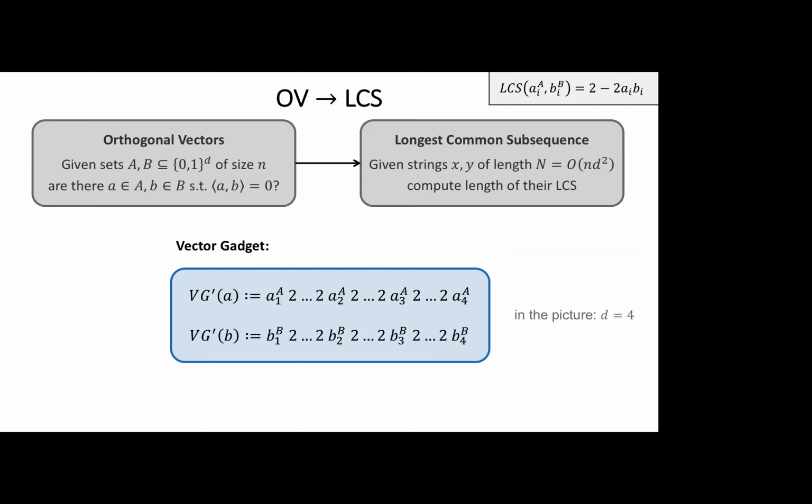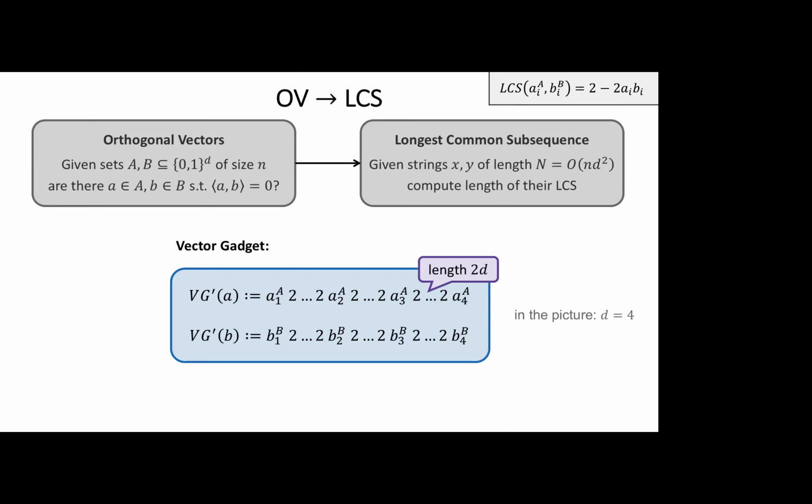And here, in the picture, I have the dimensions just 4. So what you just do is you go over all the coordinates in your vector, you replace each by the corresponding coordinate gadget, and then in between you fill up with some fresh symbol that I call 2 here. You just put sufficiently many 2s in between. 2 times d many 2s is certainly sufficiently many. Just think of it as a large number of 2s in between.